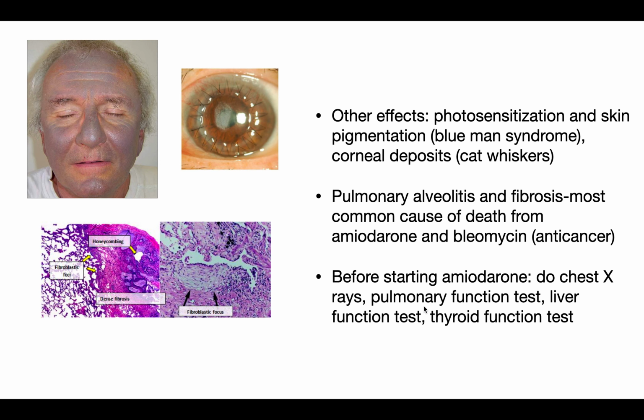So before you start amiodarone, we want to get a chest x-ray, make sure the patient has clear lungs. We don't want any fibrosis. And we also give them the pulmonary function test, the liver function test, and the thyroid function test. So amiodarone, while a pretty good drug, you have to be careful about it.